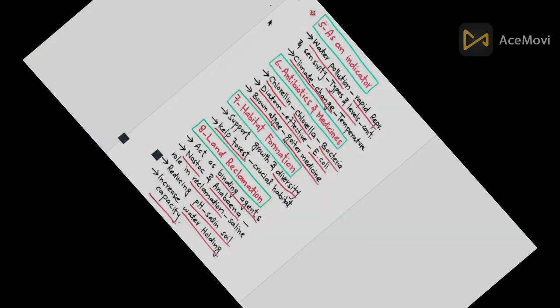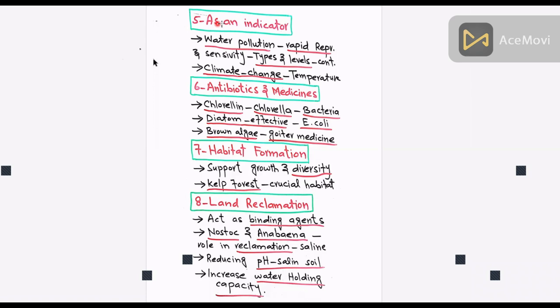The next role is algae as an indicator. Algae serve as important indicators of water pollution due to their rapid reproduction and sensitivity to environmental changes. By studying algae growth patterns and their response to various pollutants, scientists can identify the types and levels of contamination in water bodies. Algae serve as effective indicators of climate change because they react to shifts in environmental conditions, such as temperature.